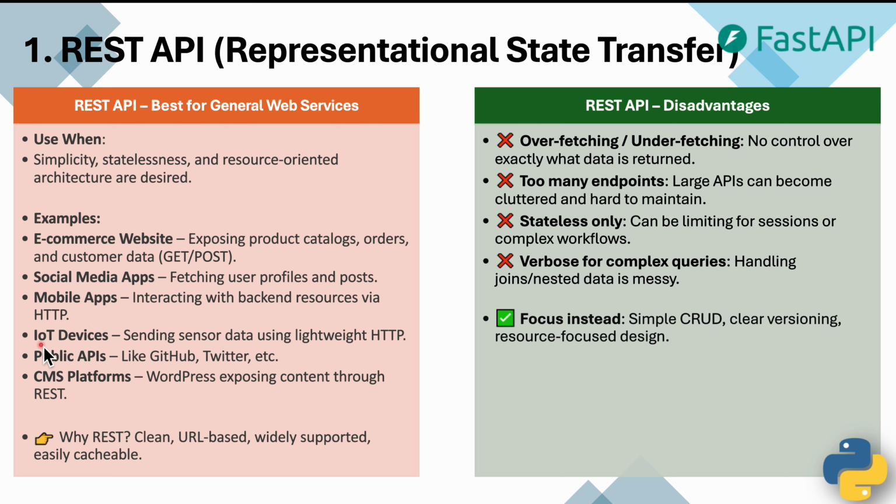IoT devices. Sending sensor data using lightweight HTTP, for that kind of scenario, we can go for a REST API. Public APIs, like GitHub, Twitter, etc., can be built with REST API. CMS platforms. WordPress, exposing content through REST API. Why REST? It is clean, URL based, widely supported, and easily cacheable. That's why we can go for REST.